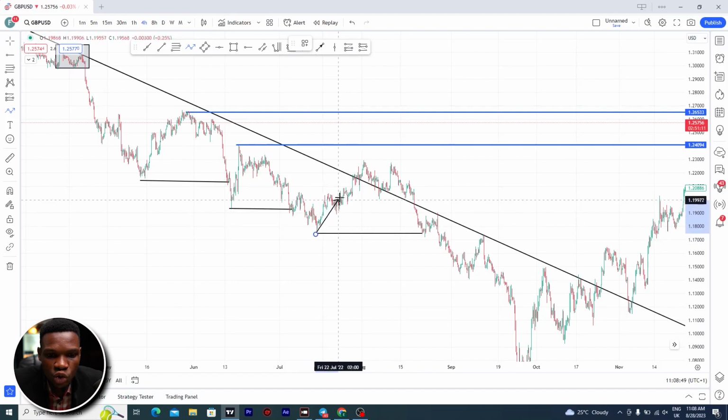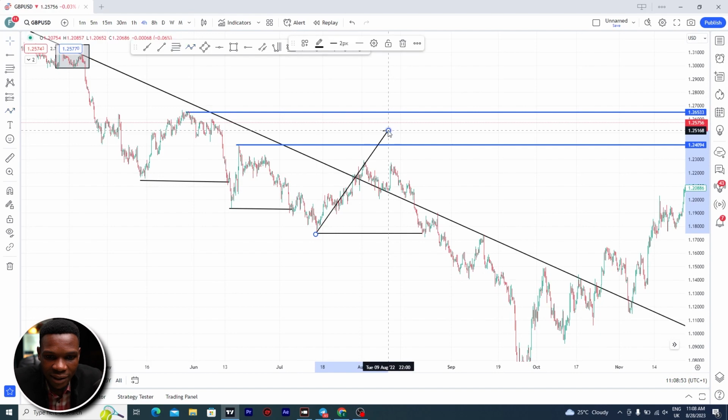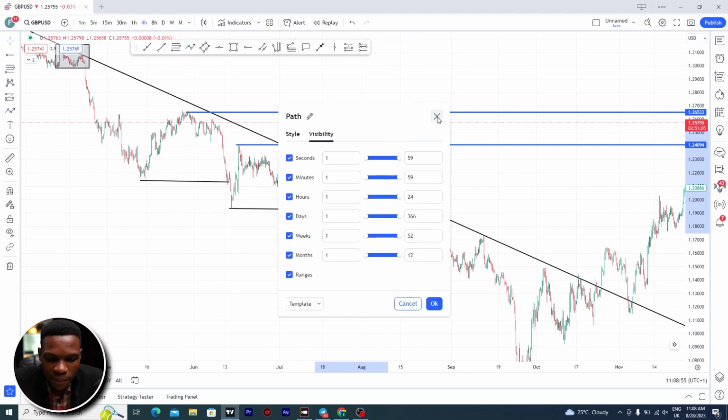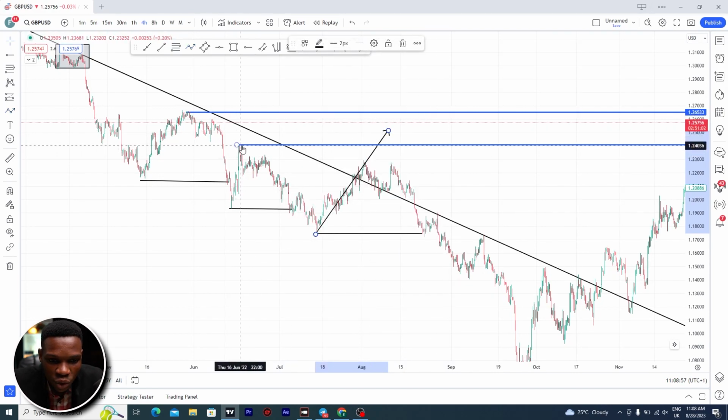You see, price is supposed to come up here, right? Break this previous low, higher low here. Break this previous higher low here.